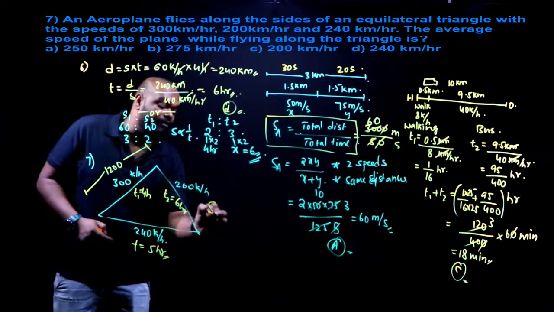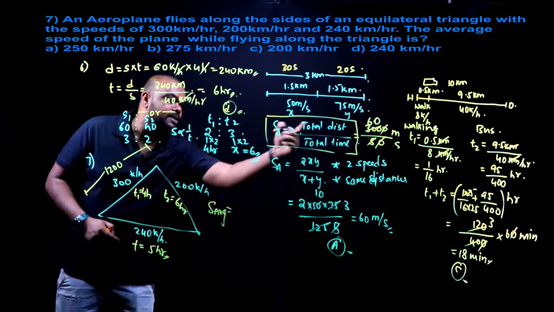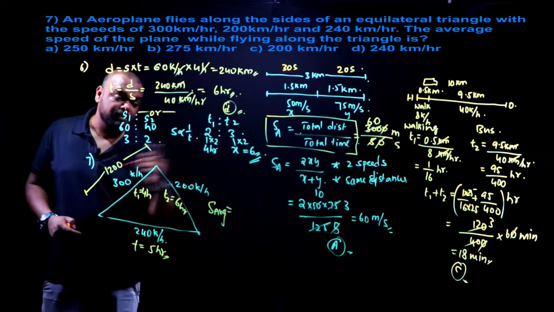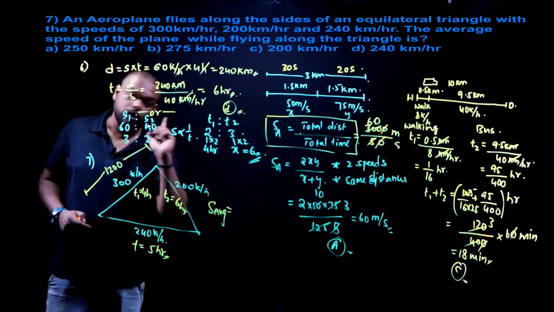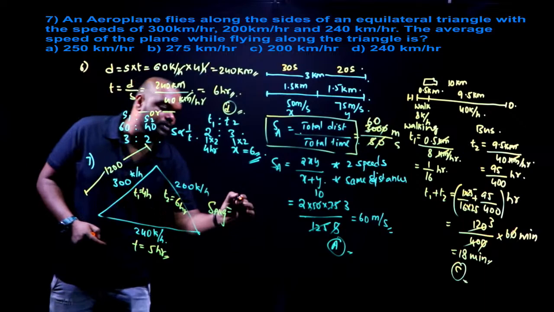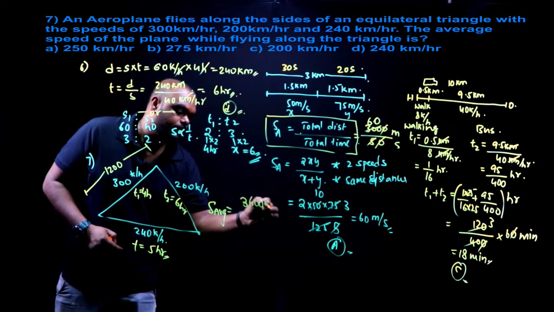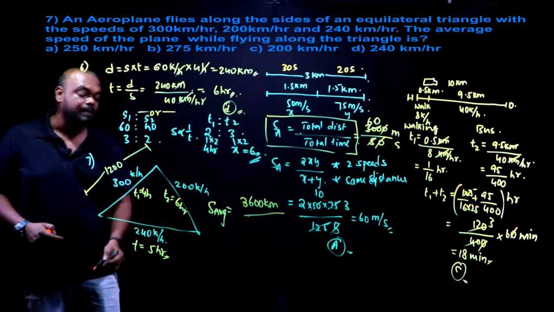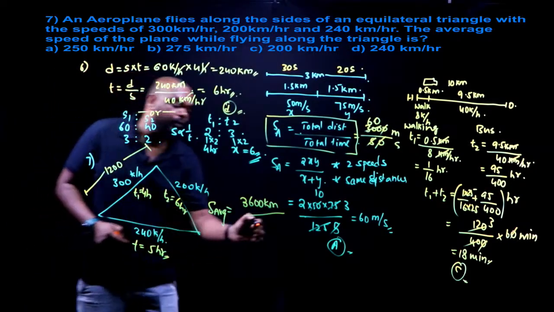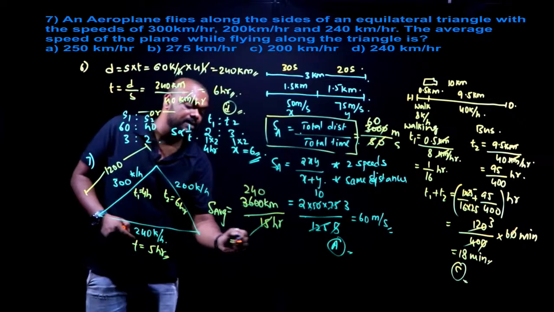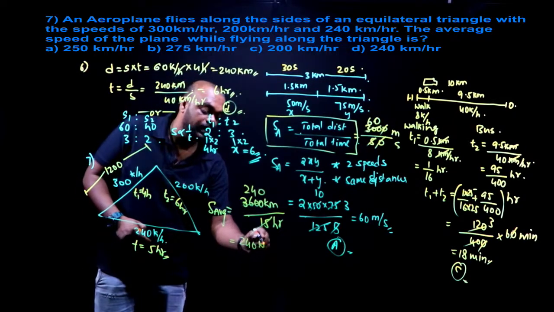Now, we need the average speed. We know average speed is total distance by total time taken. What is the total distance traveled? The common mistake done by the students is they will consider 1200 here. No. Total distance is 1200, 1200, 1200. 3 sides. That is 3600 kilometers, divided by total time taken. What is the total time taken? 4 plus 6 is 10. 10 plus 5 is 15 hours. Average speed: 3600 divided by 15 is 240. So what is my answer? 240 kilometer per hour is the average speed.